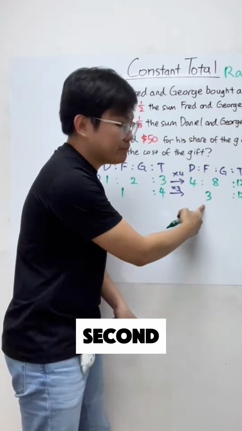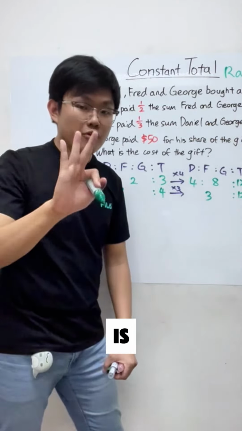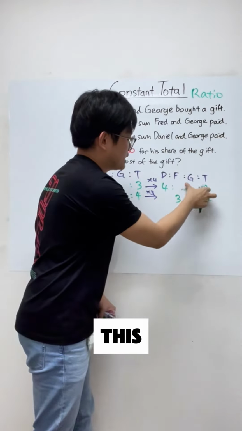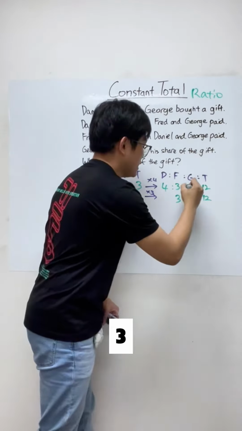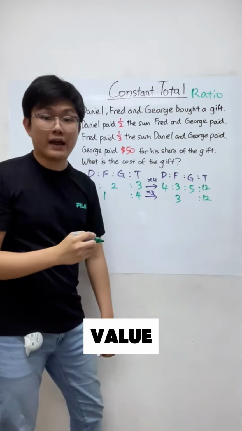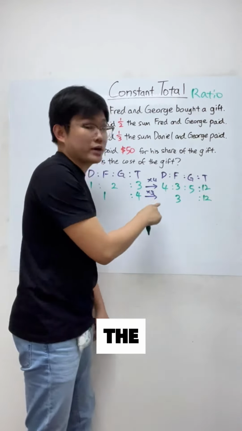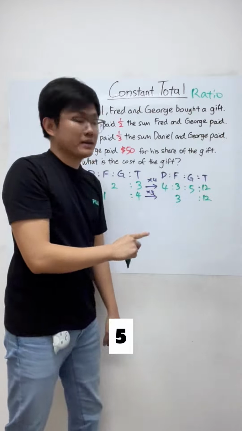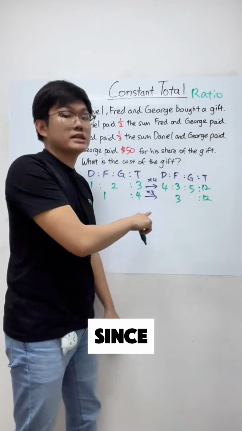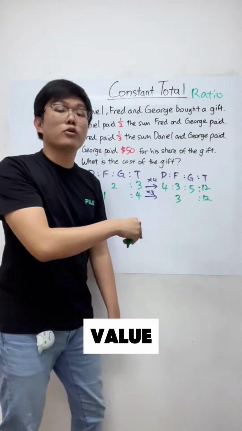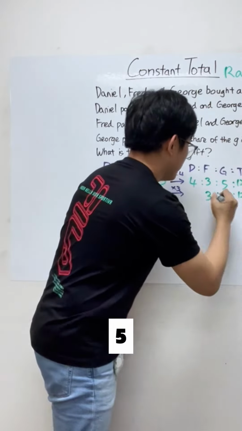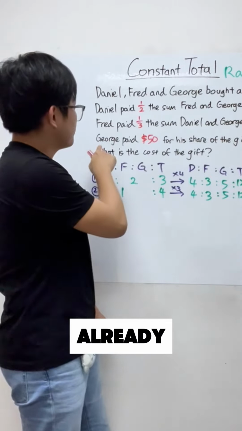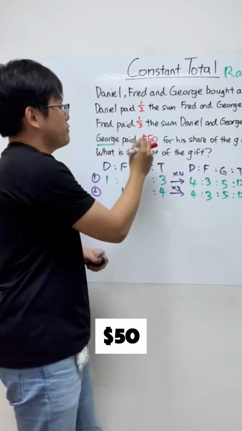However, in my second part over here, I already found out that Fred is 3 units. So all I need to do is to split this 8 into 2 sections, 3 and 5. Oh, I have the value for George now. And in this case, we have the ratio 4:3:5. It will be the same for both as well, since Daniel and George's value also stays the same. So 5 and 4. And we already provided that George paid $50.